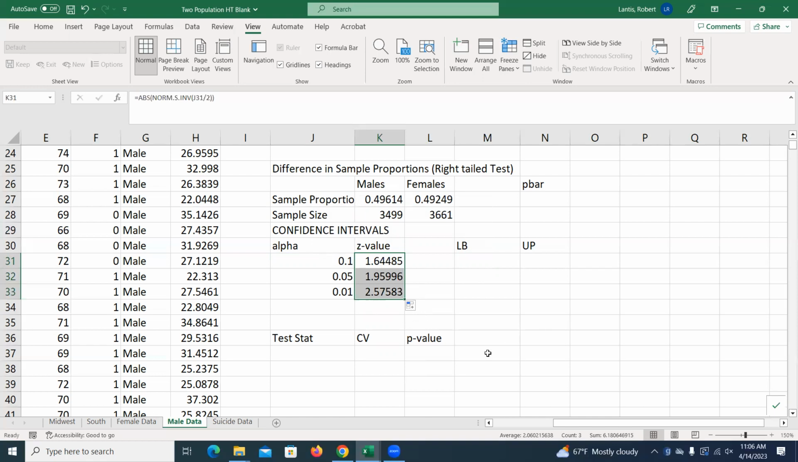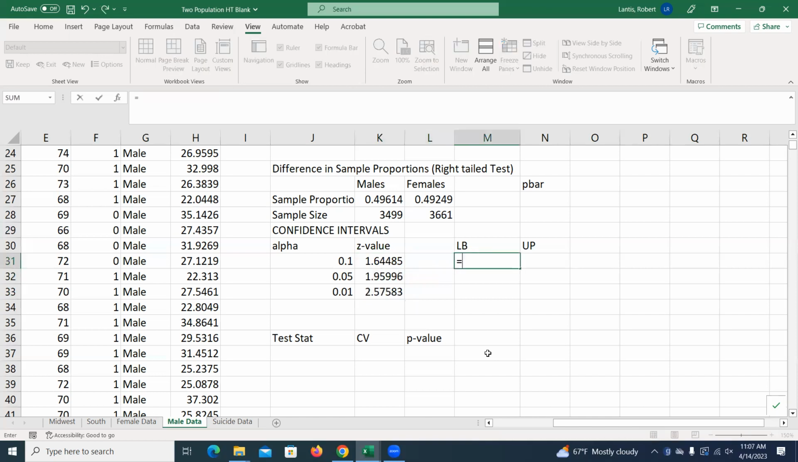Okay. Now I copy this down. It updates my alpha for these different levels of confidence. And I've now very quickly got that z value for 3 different confidence levels that would give me half of alpha on each side of my confidence interval. From here, it's just using Excel to be a calculator.